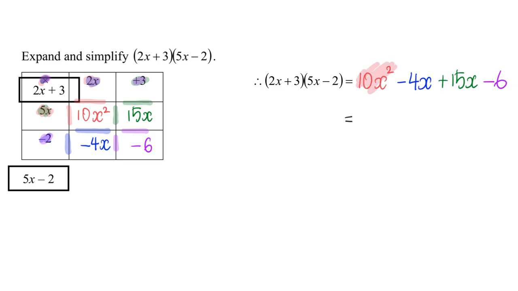There's only one x squared term, 10x squared. We have to simplify the x variable, x term. So in this case, negative 4x plus 15x. This will give me positive 11x. There's only one constant term, negative 6. And that's the answer for this question.